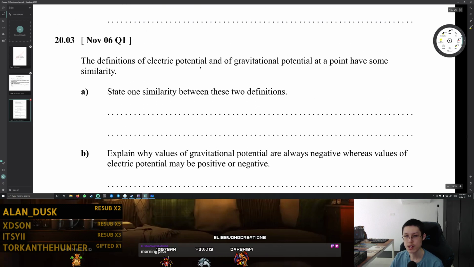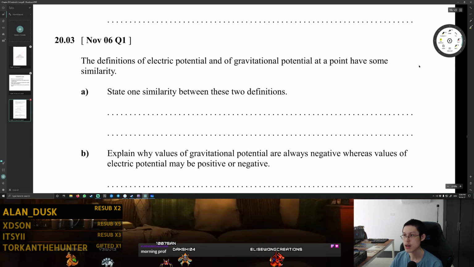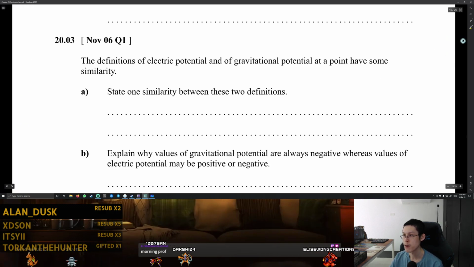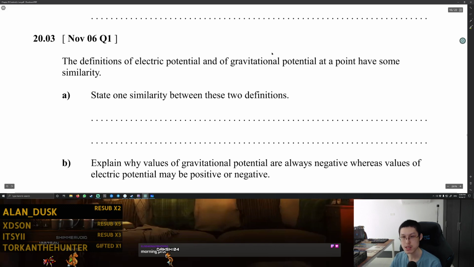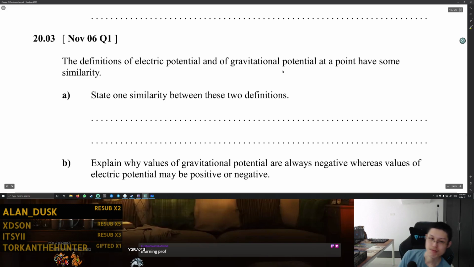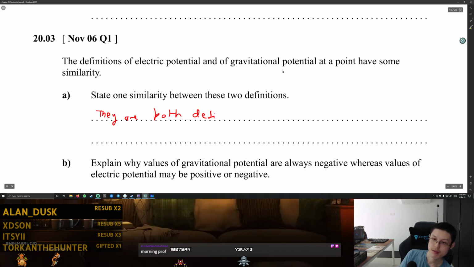Okay. Question 3. The definitions of electric potential and of gravitational potential have some similarity. State one similarity between these two definitions. So, name one similarity between gravitational potential and electric potential? So I'll tell you that the similarity is they are both defined to be 0 at infinity. There.